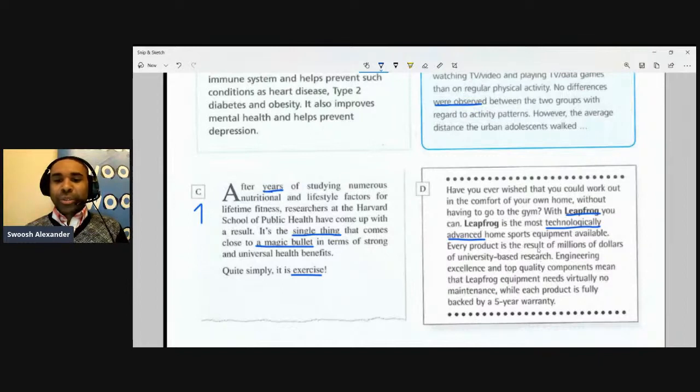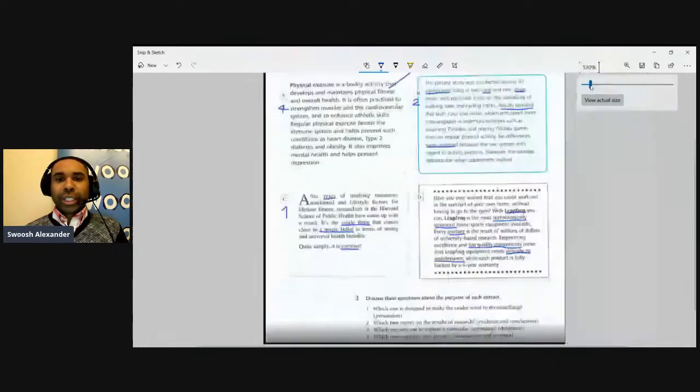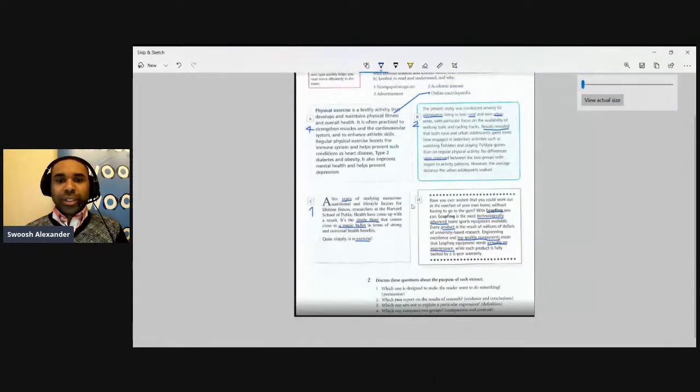Every product is the result. So yeah, it's selling us a specific item, isn't it? We can see top quality components, the sort of language you'd expect in an advert, needs virtually no maintenance. So lots of persuasive language to try and get us excited in this product. And so for D, the answer is 3.